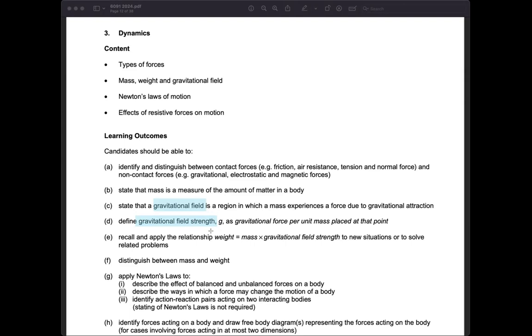So let me use an actual example to explain. The gravitational field strength on Earth, g, is 10 Newton per kg. What does this mean? This means that on Earth, if I have an object that has a mass of 1 kg, this 1 kg item will have a gravitational force of 10 Newton. Is that clear?